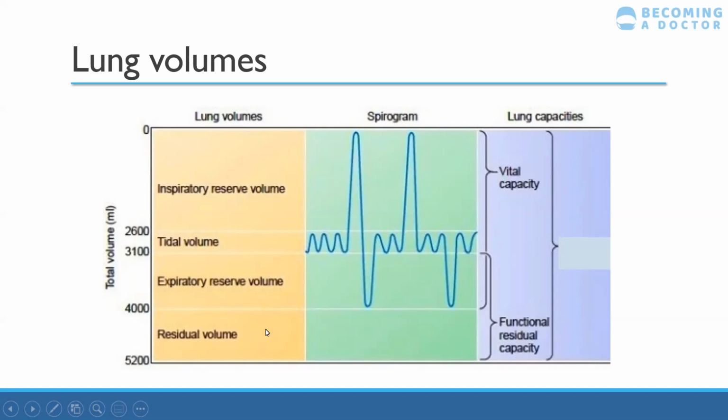And this functional residual capacity is important because it can be altered in different diseases. And your final capacity is your total lung capacity, and that's just the full volume of gas that can fit in the lungs, and it's all the volumes added together.